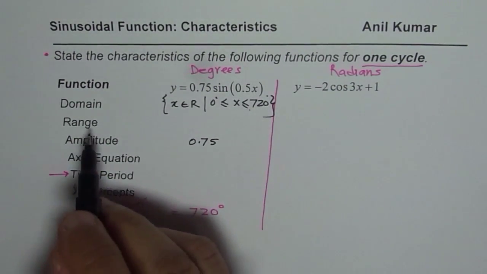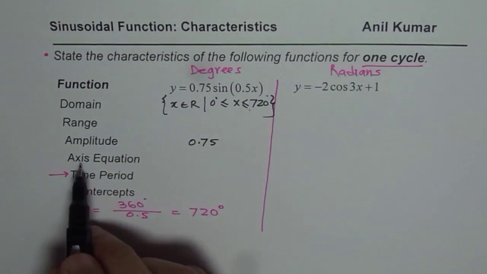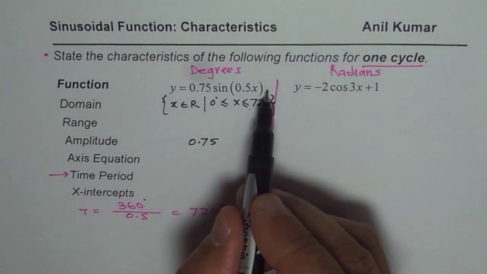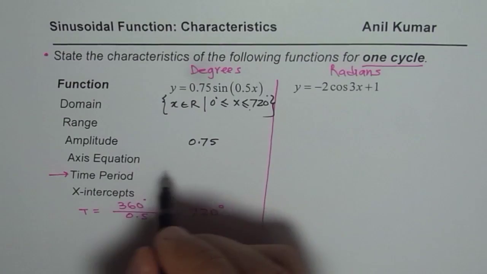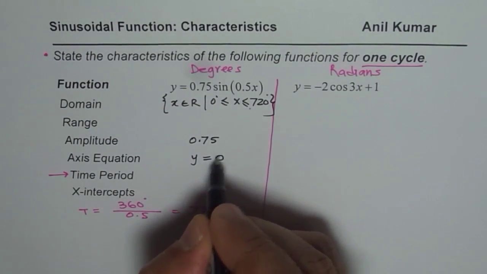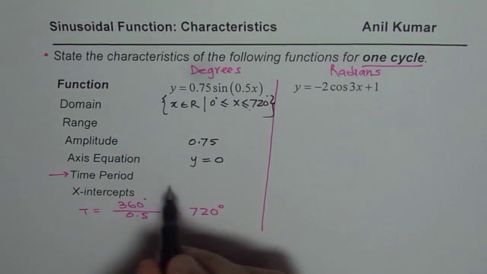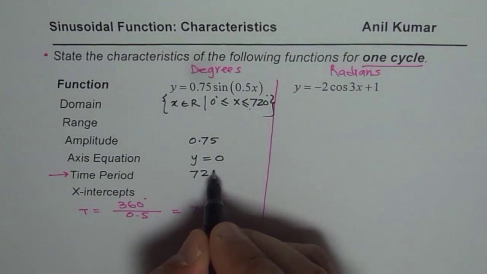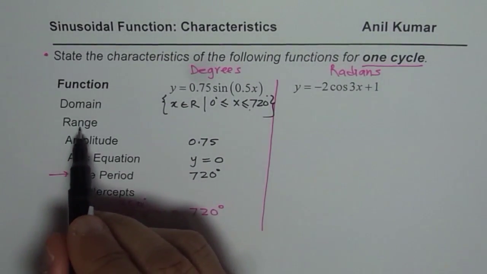Okay, we'll come to range later. Axis, since it is not translated up or down, the axis is y equals 0, right? So y equals 0 is the axis. Time period, I should write 720 degrees now, right? So let's get back to range now.